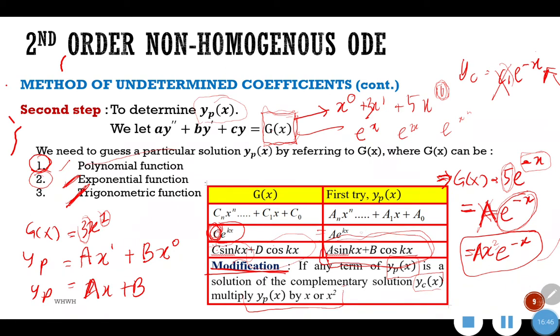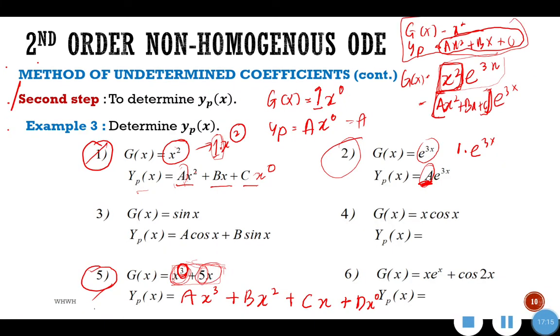Okay, that means sin must be there, and cos must also be there, and in front of each of the trigo functions you need to introduce a constant as well. So a sin kx plus b cos kx. I'm sure it usually won't happen that the solution here would be redundant with the solution for yc, because this is trigo and our yc is in exponential form.